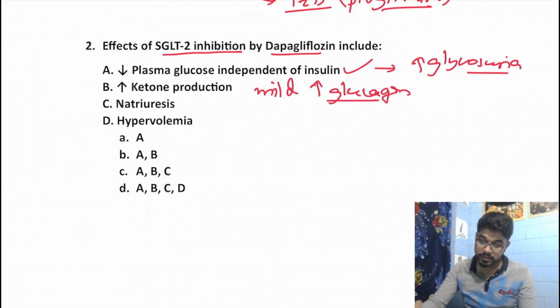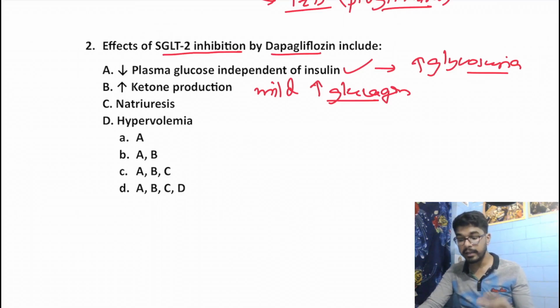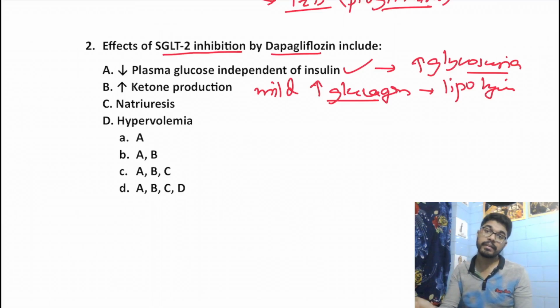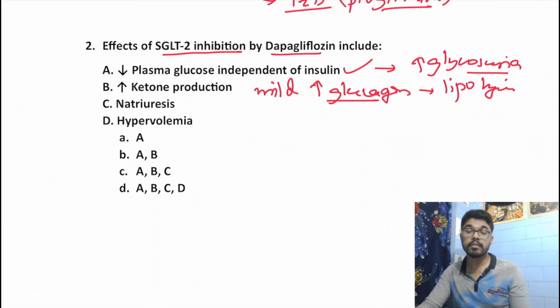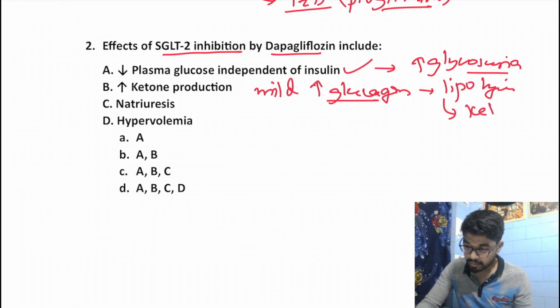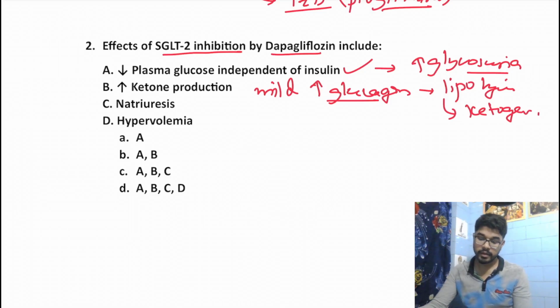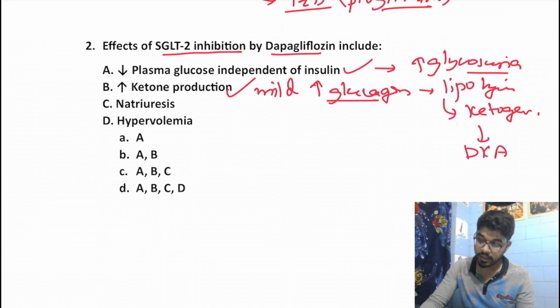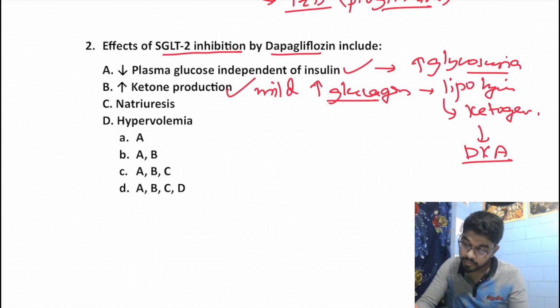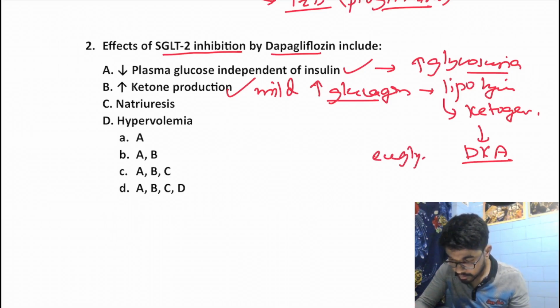Okay. Increased ketone production. Yes, this mild increase in glucagon in a patient with already decreased insulin levels is responsible for lipolysis. Excess free fatty acids in the presence of increased glucagon and decreased insulin will lead to production of ketone bodies, will lead to ketogenesis, right? So this is also a true statement, and this acts as a risk factor for DKA. And over here, since the glucose is lost in urine, we might get euglycemic DKA.